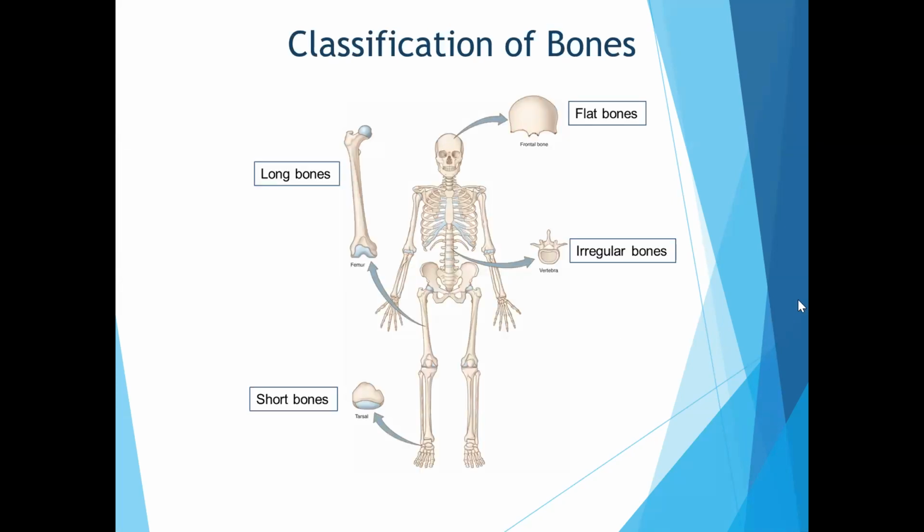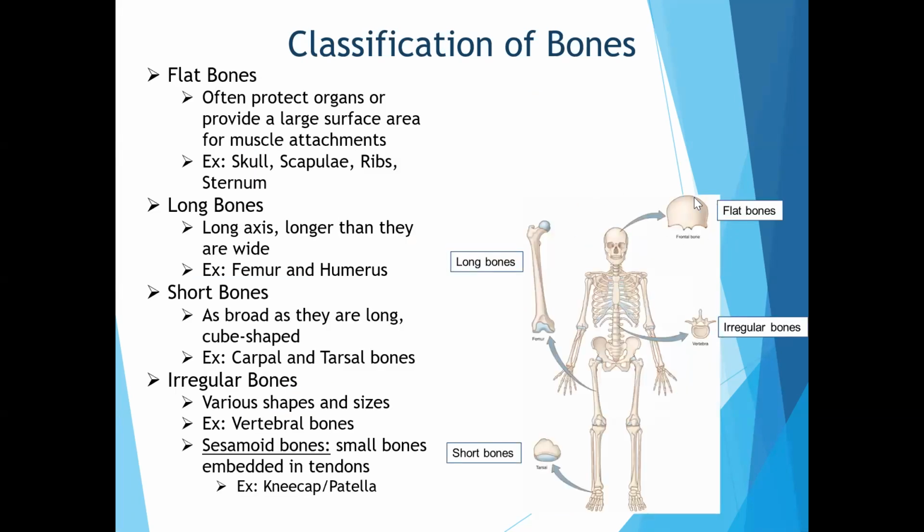Okay, so one of the ways that we classify bones is by their shape. So there's 4 different categories. We'll go into those each. So flat bones, like your skull or occiput, they tend to protect organs. They also can provide a large surface area for muscle attachments. Some examples of this is your skull. You have your scapula, your shoulder blades. They have a lot of muscle attachments. Your ribs have a lot of muscle attachments, and your sternum as well. All those would be considered flat bones.